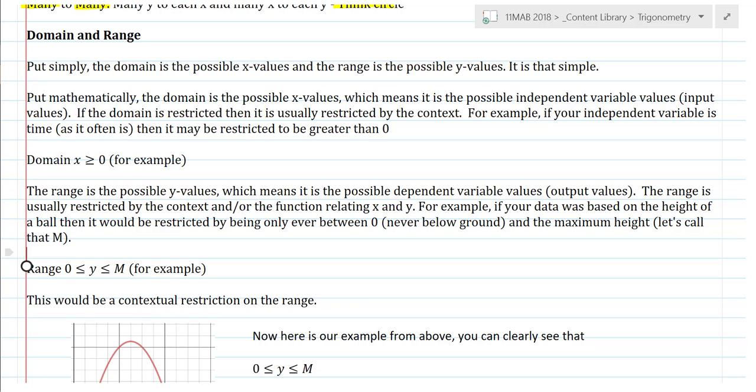Put mathematically, the domain is the possible x values, which means it's the possible independent values. The x value is the independent variable, and that means it's the possible input values. When you build a relation or a function, the x values are the ones that you input, and the y values are the ones that are output.